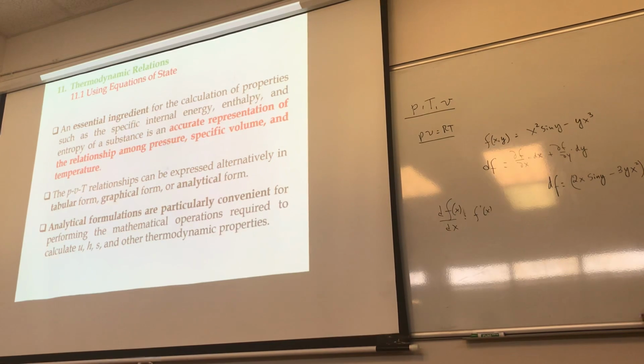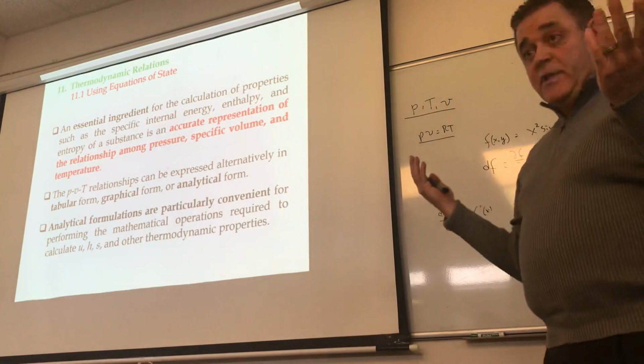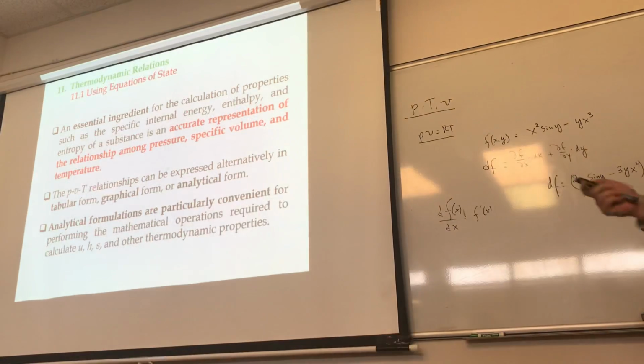So starting with the equations of state, an essential ingredient for calculating internal energy, enthalpy, and everything else is an accurate representation of the relationship among pressure, specific volume, and temperature. This is the basis. This is a prerequisite. If you have a good representation of this, then whatever comes out of it is going to be as good as can be, right? If you are starting with the wrong one, obviously everything will be wrong.